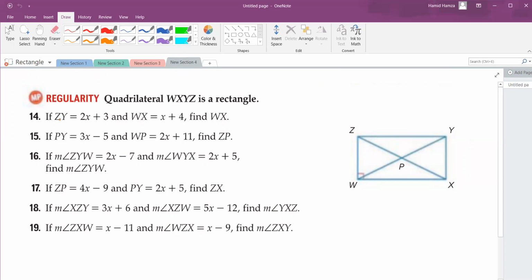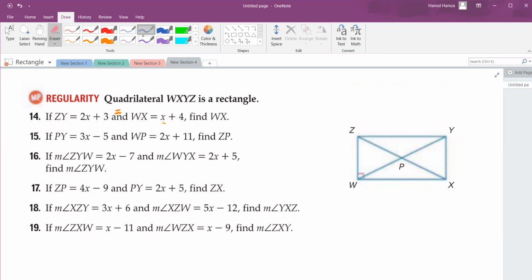Let's read this one. I want one of you to tell me the relation. ZY, this side, and WX, this side. Opposite sides are equal. Meaning they are equal. So this is the relation, guys. This is very easy. We'll solve the equation: 2x plus 3 equals x plus 4. Solve it, find x, and substitute to find 4. So it's very easy, and we finish with this.